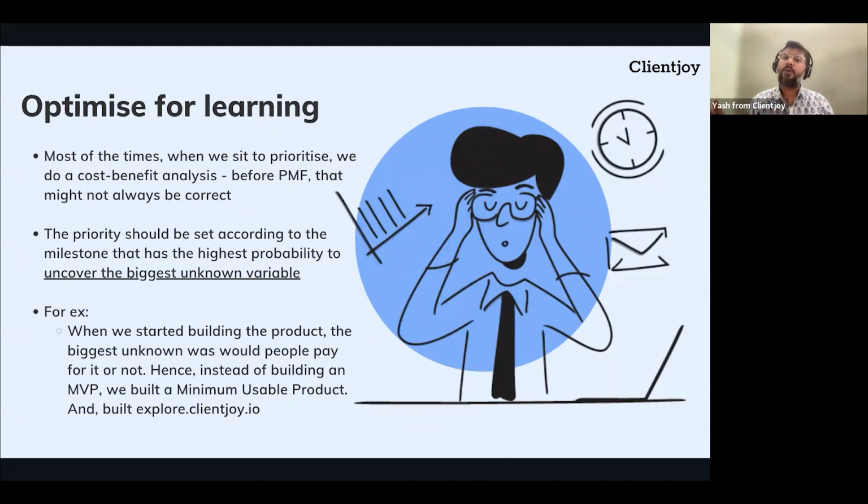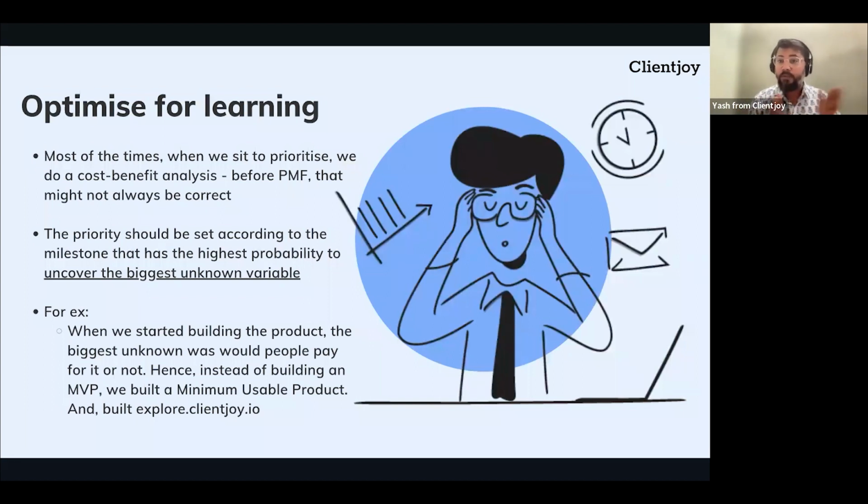तो अगर आपका सबसे बड़ा unknown variable ये है कि मेरे को कोई कस्टमर पे करेगा कि नहीं, या आपका ये biggest variable है कि लोग इसको यूज करेंगे कि नहीं, या आपका ये biggest unknown variable है कि ये फीचर इनको चाहिए कि नहीं, तो आप वो चीज, वो अननोन वेरिएबल के लिए आप अपना प्रायोरिटी को ऑप्टिमाइज करिए इंस्टेड ऑफ डूइंग कॉस्ट बेनिफिट एनालिसिस.